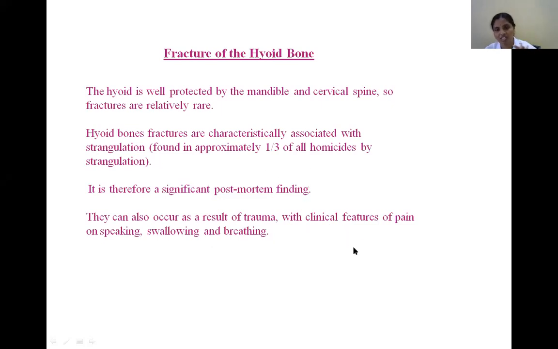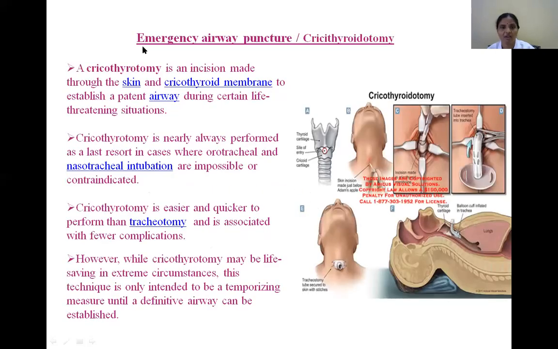So what are the clinical features? There is pain on speaking, swallowing and breathing, because these movements involve the upward and downward, meaning elevation or depression, of the hyoid bone. So they are involved in this fracture of the hyoid bone.